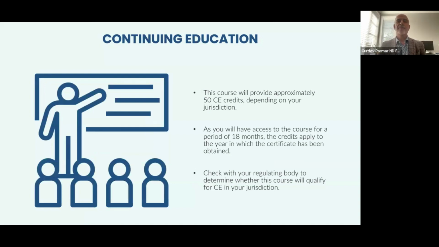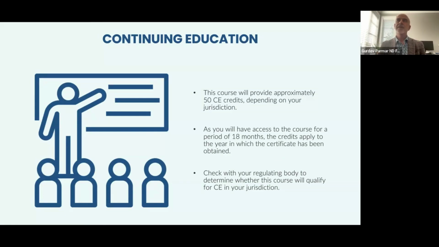This course will provide approximately 50 CE credits. It is 50 CE credits for CNPBC, the Ontario CONO, and AANP. And we do have a doctor from Oregon taking the course now, and we are now in the process of getting Oregon certification.